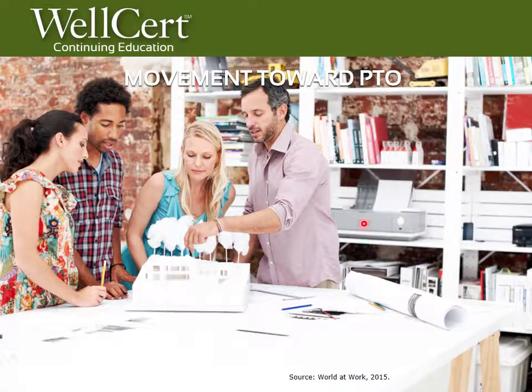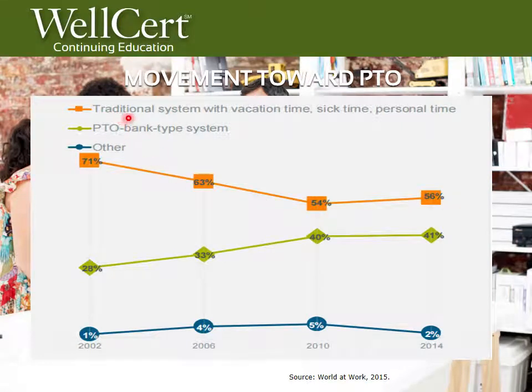Now, the movement toward PTO is demonstrated more by this particular graphic, and it just shows you over the period of time from 2002, 4 years later, 2006, 4 years later, 2010, and 4 years later, 2014. These survey results examined fairly large sample surveys of employers conducted by WorldatWork, which used to be the American Journal of Compensation. So this is the people who handle compensation for our employers, both public and private sector settings.